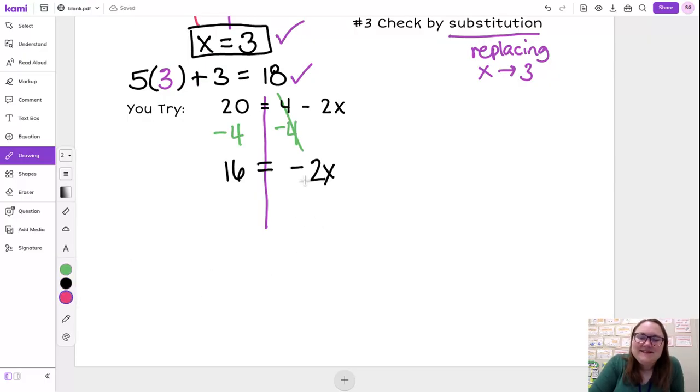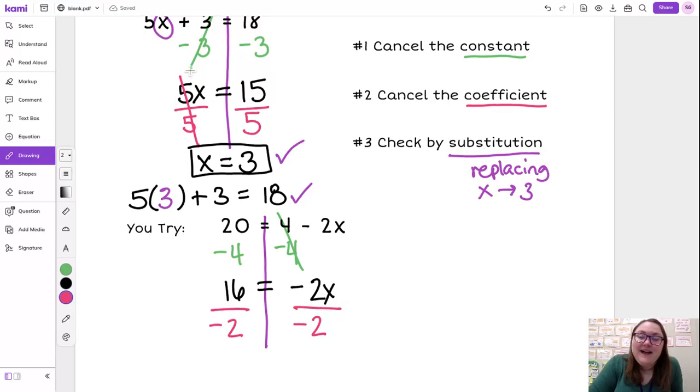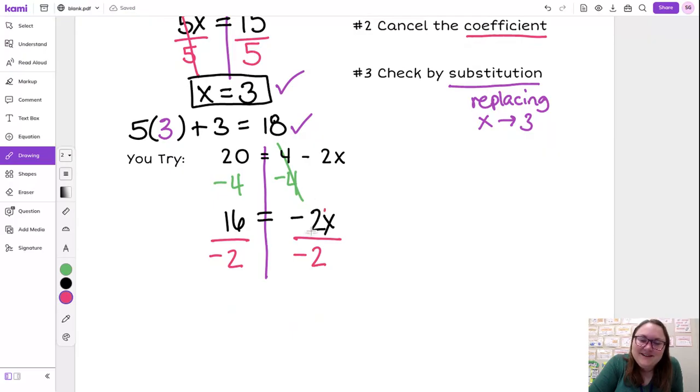My second step is getting rid of our coefficient, that negative 2. Negative 2x means negative 2 multiplied by x, so I'm doing the opposite. I am dividing by negative 2. Sometimes students ask, should I divide by positive or negative? You always divide by the same number. So up here, there was a 5 in front, a positive 5, so I divide by positive 5. Here there's a negative 2 in front, so I divide by negative 2. That gets x all by itself, and then on our other side, 16 divided by negative 2 is negative 8.